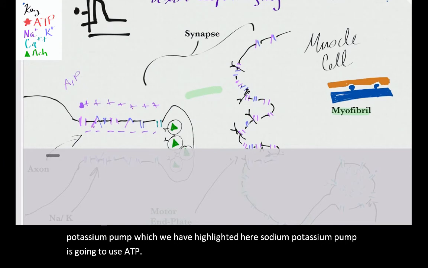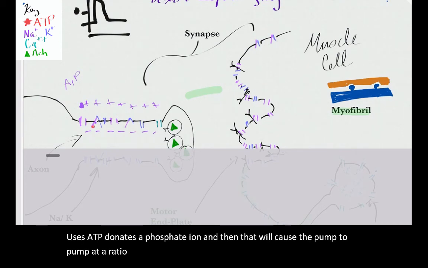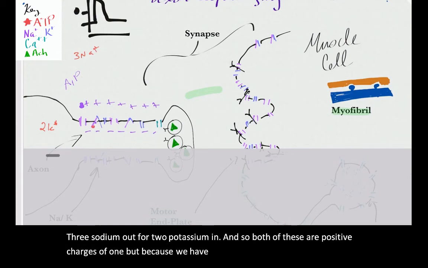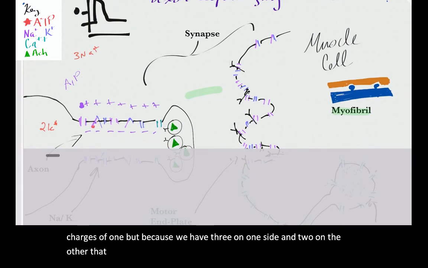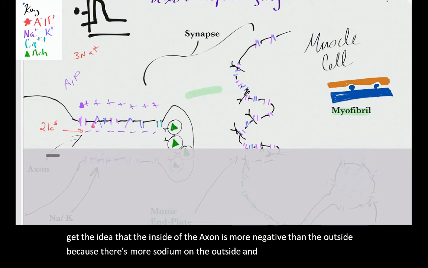It uses ATP, donates a phosphate, and then that will cause the pump to pump at a ratio of 3 sodium out for 2 potassium in. Both of these are positive charges of 1, but because we have 3 on one side and 2 on the other, that gives us a difference of basically 1 charge. So that's where we get the idea that the inside of the axon is more negative than the outside, because there's more sodium on the outside and less potassium on the inside.